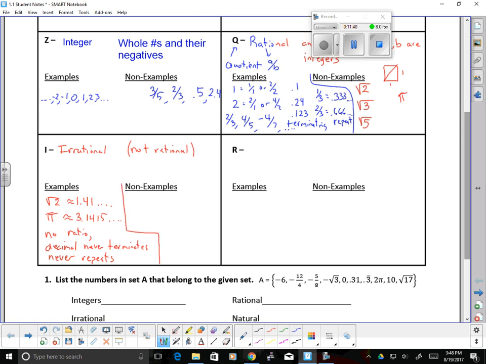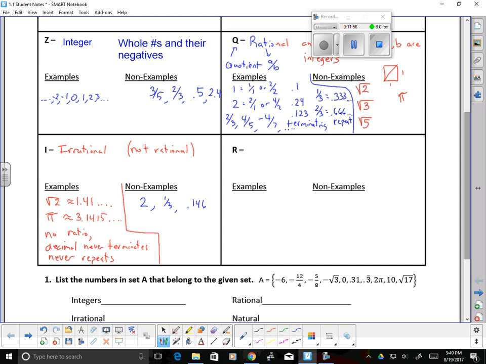Non-examples would be anything that we've talked about in the sets beforehand. So 2 is not irrational, 1/3 is not irrational, 0.146 is not irrational, because all of those belong to one of the previous sets. All right.